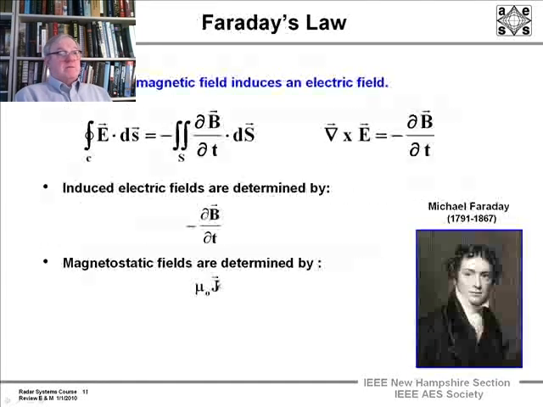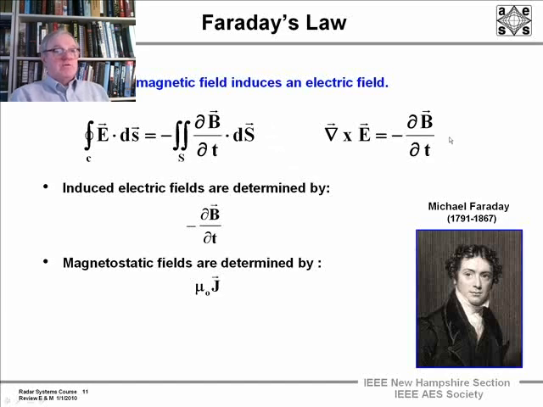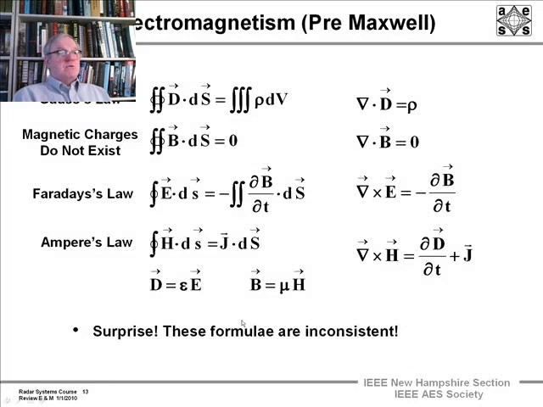Now, Faraday's law says that a changing magnetic field induces an electric field. And it's stated in integral form in this equation and in differential form in this equation. So if you have a magnetic field that changes in time, you'll get an electric field. And induced electric fields are determined by minus dB/dt, and magnetic fields are determined by magnetostatics, by mu0 in a vacuum times the current density. Okay, now on to Maxwell's equations.